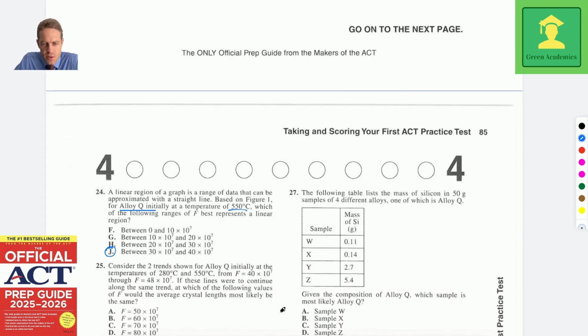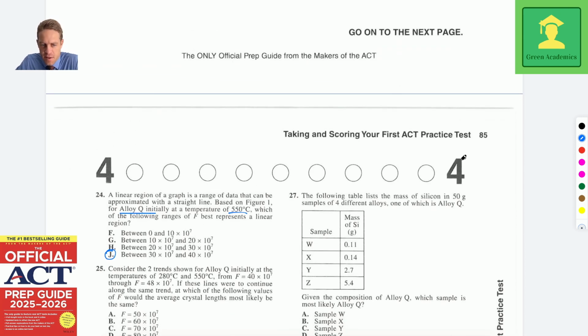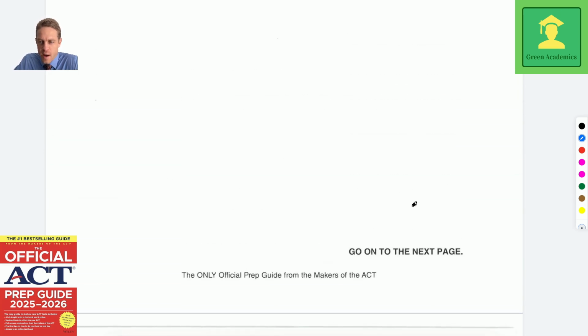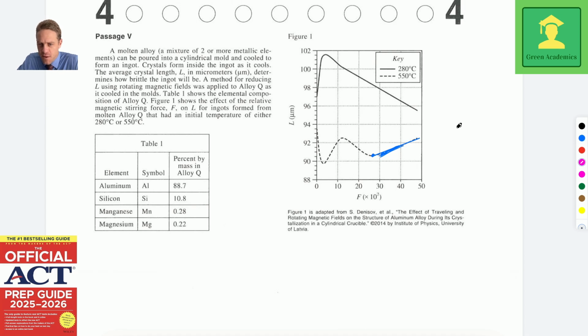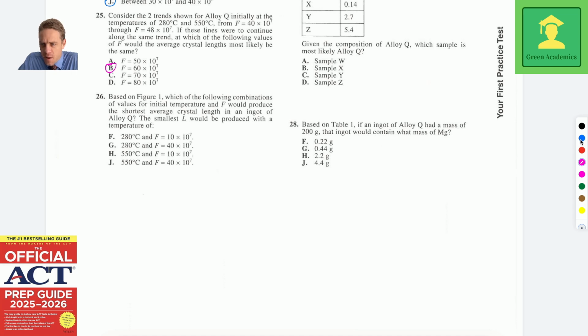Consider the two trends shown for alloy Q initially at the temperatures of 280 and 550 from 40 through 48. If these lines would continue along the same trend, at which of the following values of F would the average crystal length most likely be the same? So this is extrapolation to see where the extrapolated lines cross. They're saying from 40 to the end, effectively. So it's like going like this and this, which obviously would cross here, and just ballpark, it's got to be 60, right?